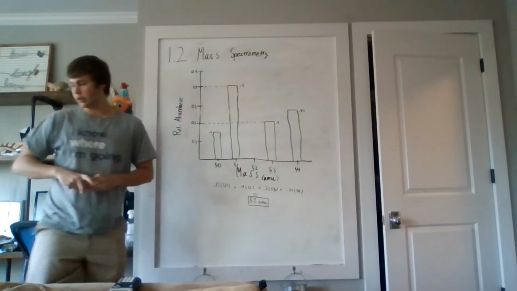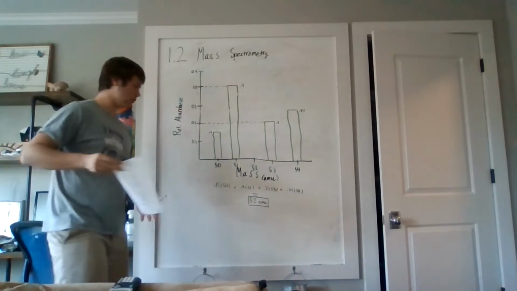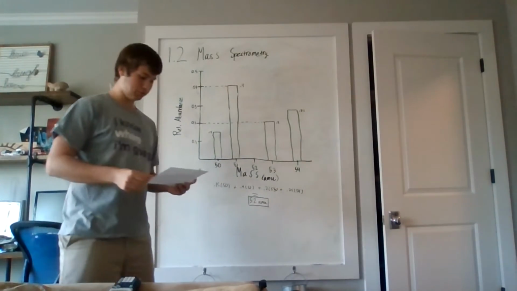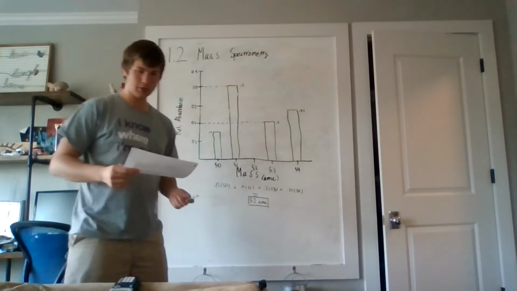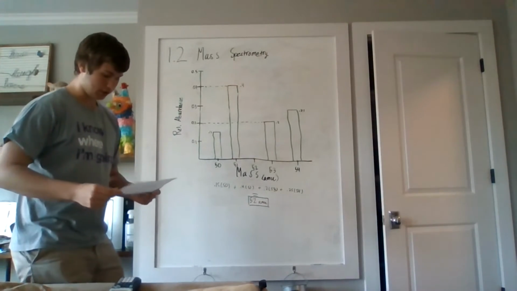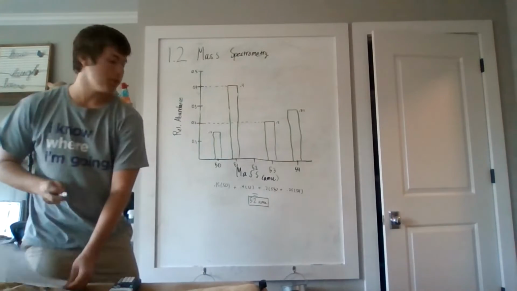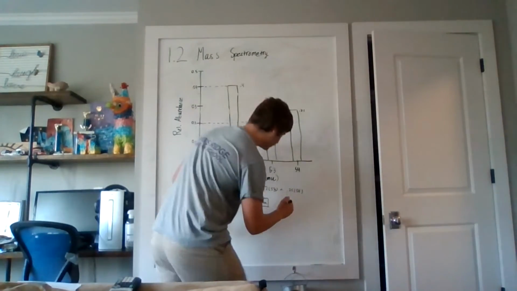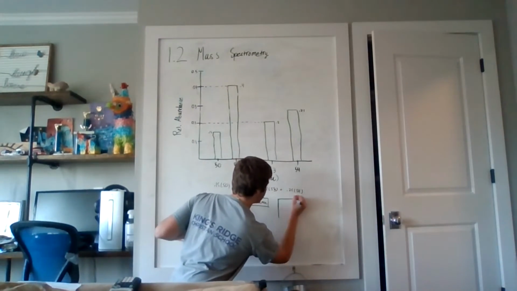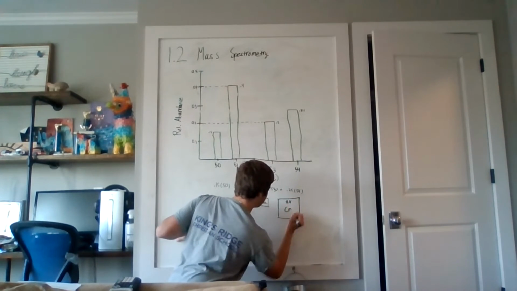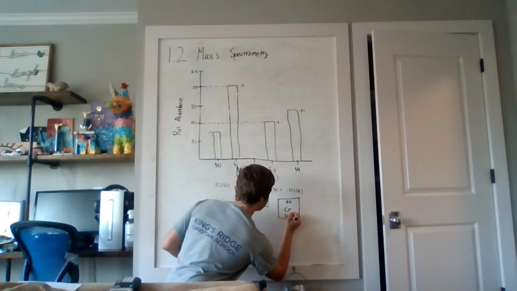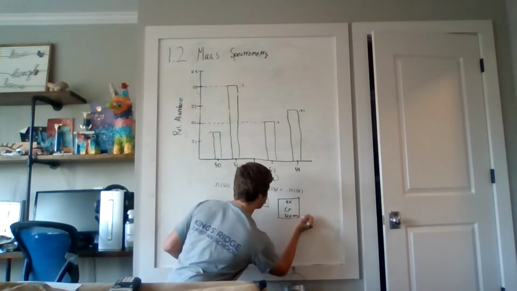Now, what we can do is consult the periodic table and see which element has 52 AMU. And if we look on it, we can see that chromium fits the bill. Chromium is 52.0 AMU.